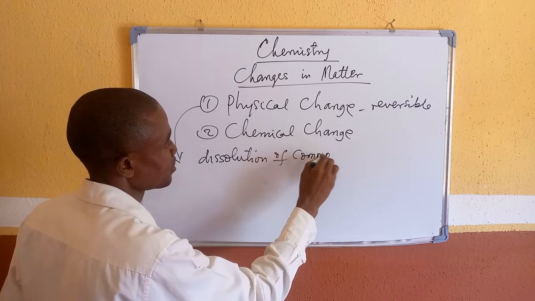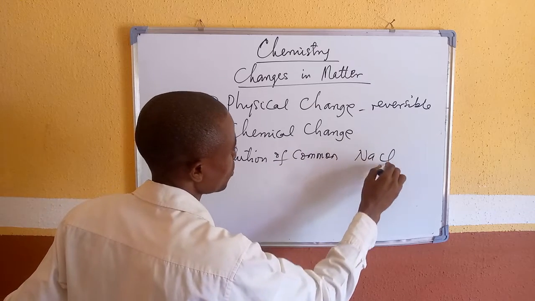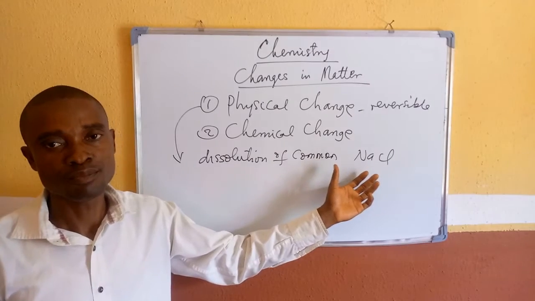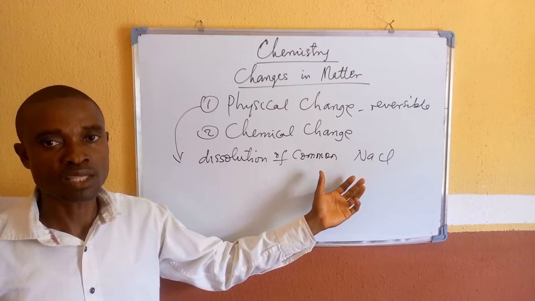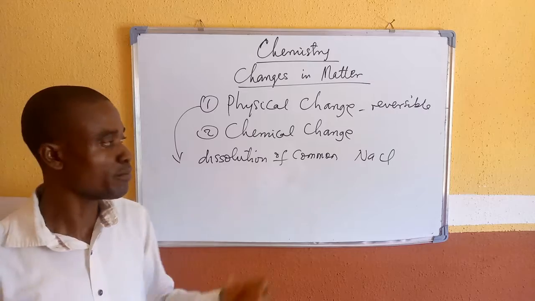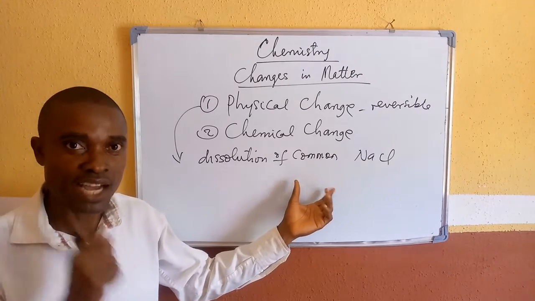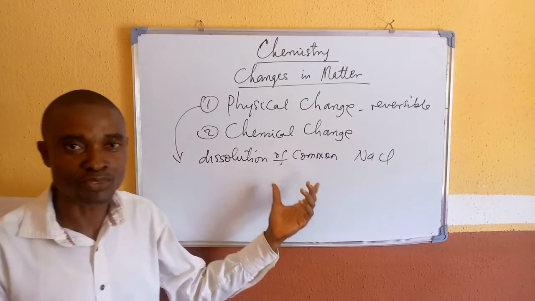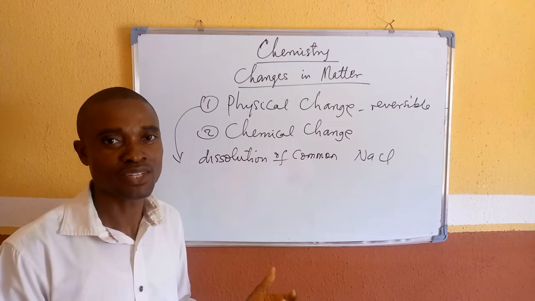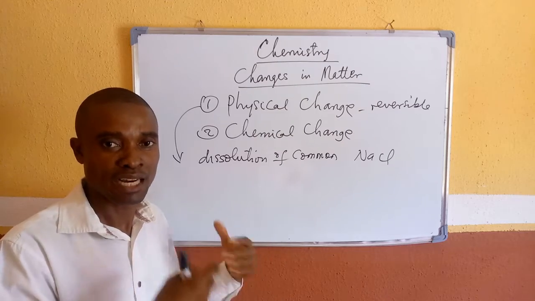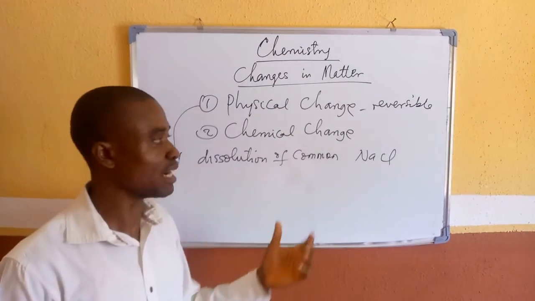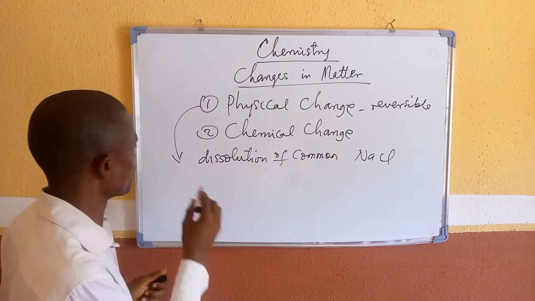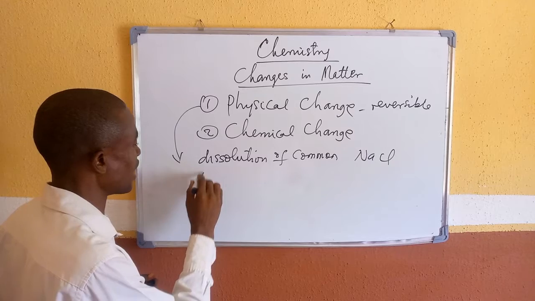What do I mean by that? Dissolution of sodium chloride. If you dissolve sodium chloride in water, at the end of the day, the water is evaporated. You are still going to get back the salt. That is why sometimes when you cook food, at the tail end of that food, you get back the salt. The salt you put in that soup, as it dissolves, you can still get it back. That is what we call what?